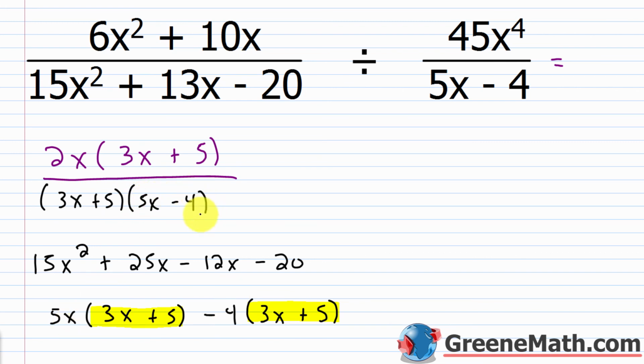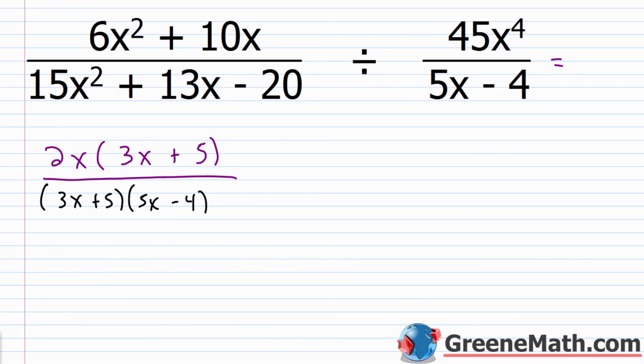All right, so let's erase all this. And we can already see that we could cancel this factor of 3x plus 5 with this factor of 3x plus 5. Nothing else to cancel between numerator and denominator here. Then we're going to multiply by the reciprocal of this. So 45x to the 4th power would go into the denominator. Nothing I can really do with that. In the numerator, I just have 5x minus 4. Nothing I can really do with that.